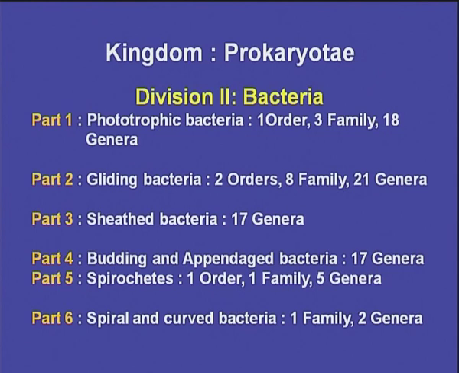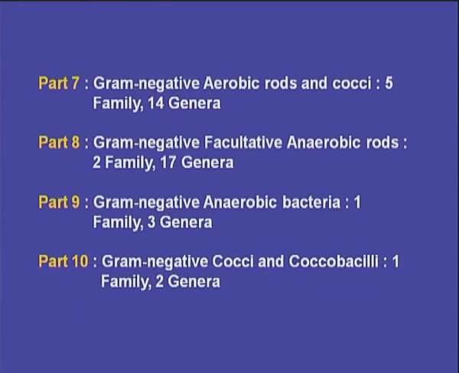And part 6 is spiral and curved bacteria. It has 1 family and 2 genera. Then part 7 has gram negative aerobic rods and cocci. It has 5 families and 14 genera. Part 8 is composed of gram negative facultative anaerobic rods, 2 families and 17 genera. Part 9 is constituted by gram negative anaerobic bacteria having 1 family and 3 genera.